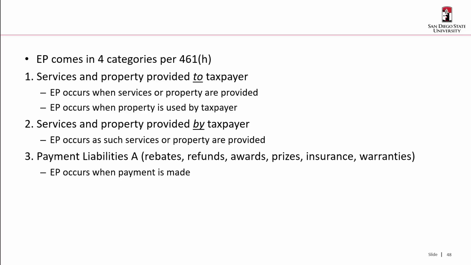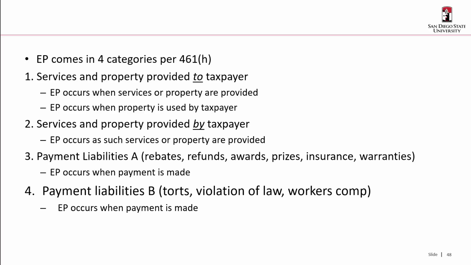And then there's this last category called payment liabilities. And I'm going to break payment liabilities down into two types, even though they're all payment liabilities. So payment liabilities A are rebates, refunds, awards, prizes, insurance, and warranties. These are defined in the code, in the regs, as payment liabilities. Economic performance with respect to those types of transactions only occurs when the payment is made, which means there's no real accrual of those types of costs.